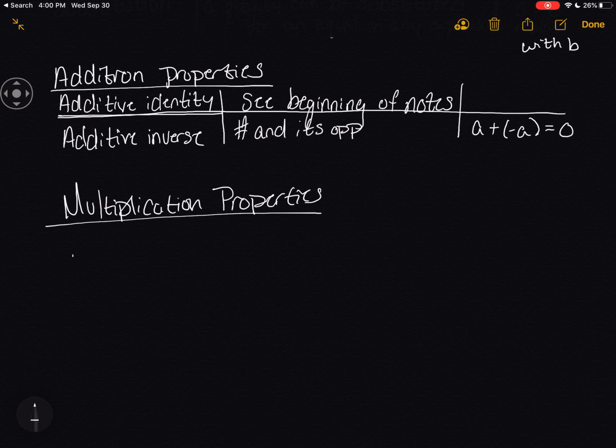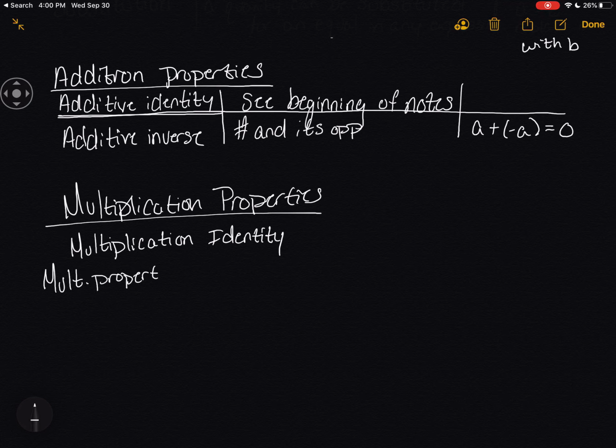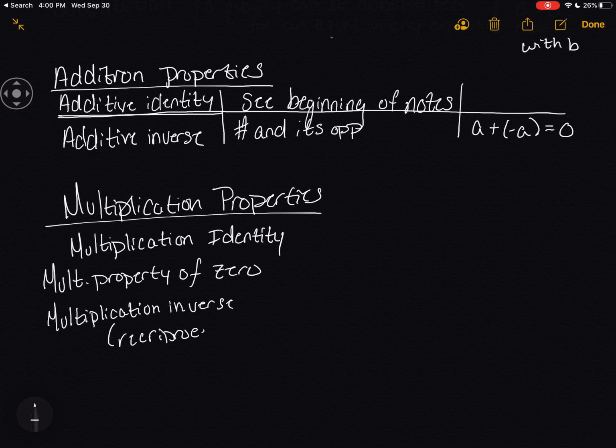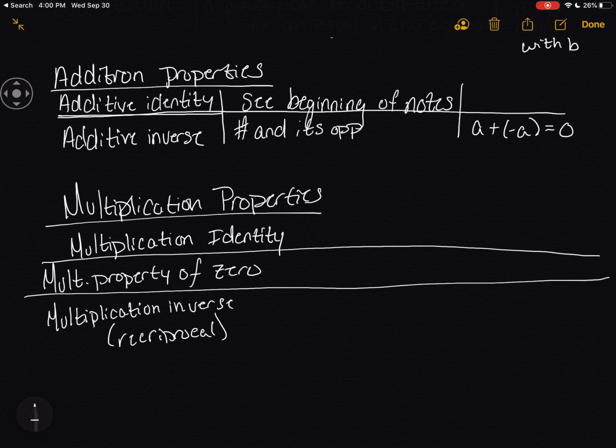All right, so the first one is the multiplication identity. We have the multiplicative property of 0. And we have the multiplication inverse. This is also known as the reciprocal. I'm pretty sure we've mentioned that in here, maybe not. I know I've mentioned it in geometry.